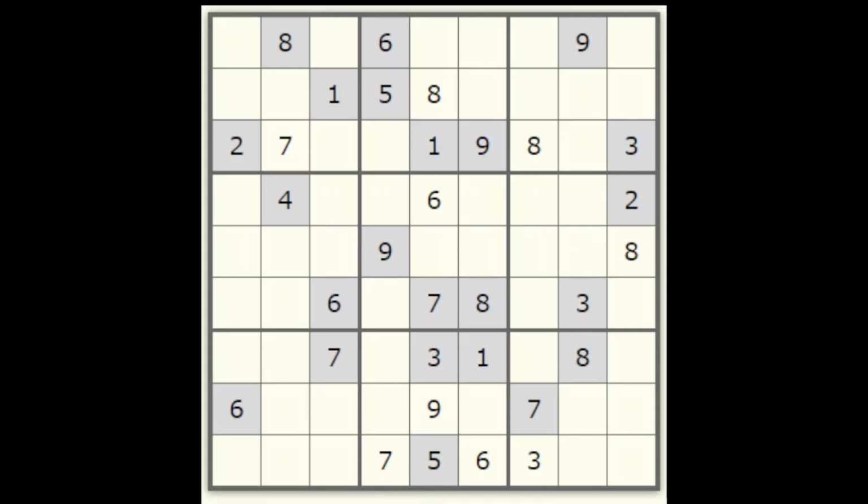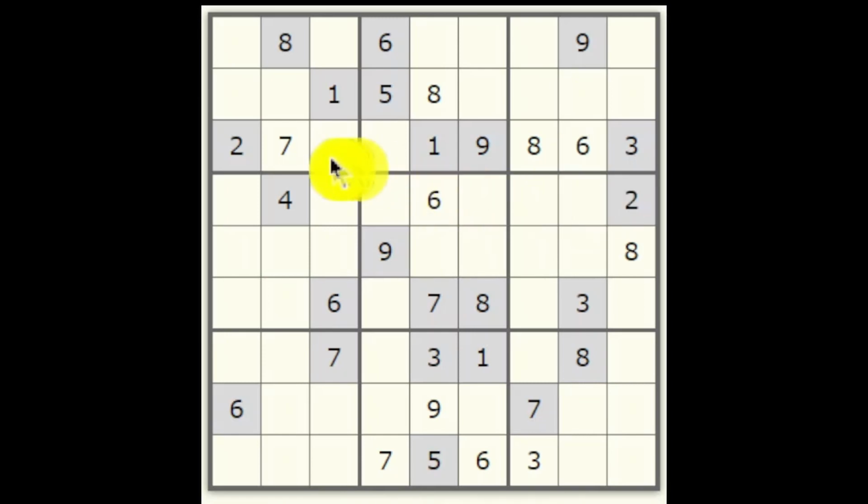Now we have to ask ourselves, where can we place a 6 in row 3 rather? Where can we place a 6 in this row? It can't go here because of this 6. It can't go here because of this 6. So it has to go here. There's just no other place for it.